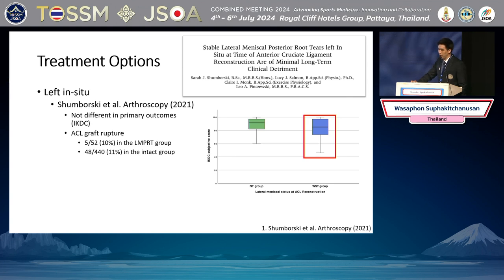However, we can see the wide confidence interval in the leaving in situ group, which means that some of these patients may not have good outcomes. Also, the conclusion on graft rupture may be underpowered. This suggests that restoration of the biomechanics of the root attachment should still be considered.